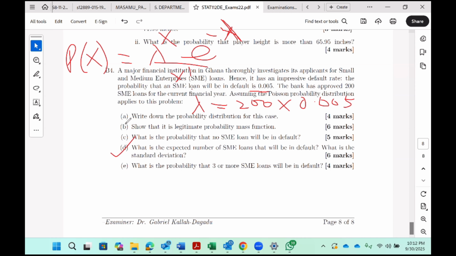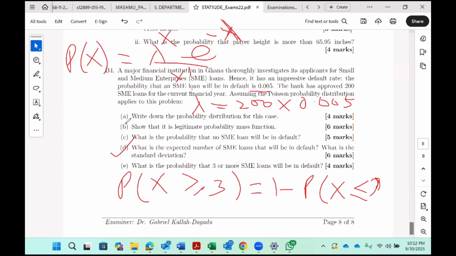Then what is the probability that 3 or more SME loans will be in default? So the last one, E, we have to find the probability that X is greater than or equal to 3. It's the same as 1 minus the probability that X is less than or equal to 2. So we calculate this with the Poisson rate as this, then we subtract it from 1, and that'll give us that probability, as simple as that. Okay, so that brings us to the end of B4.